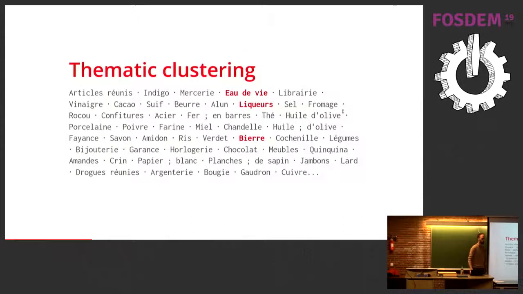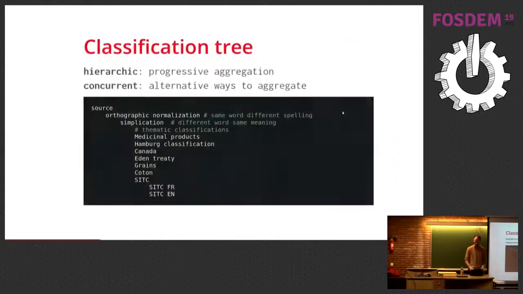The second kind of category we would like to create is more of a thematic clustering, where, of course, we have eau de vie, liqueur, and bière. Sorry about that, it's in French, and it's in old French. It's basically alcoholic drink stuff, and we would like to create this category. So this is more of a thematic issue.